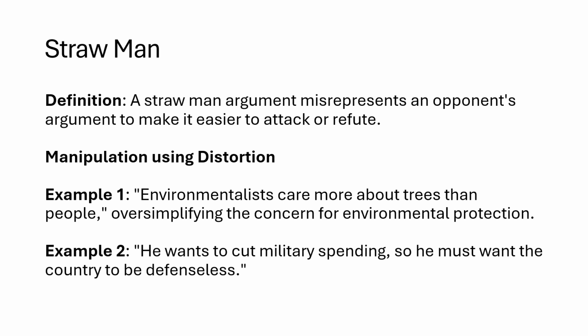A straw man argument misrepresents an opponent's argument to make it easier to attack or refute. This is manipulation using distortion. Example 1. Environmentalists care more about trees than people, oversimplifying the concern for environmental protection. Example 2. He wants to cut military spending, so he must want the country to be defenseless.